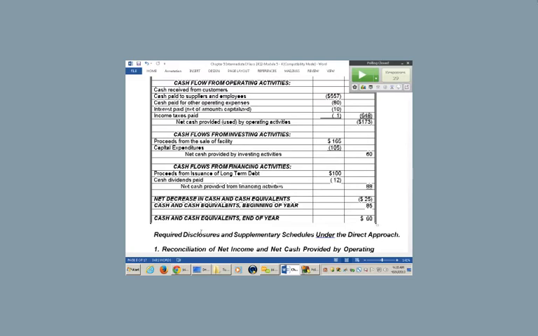Okay, make sure you try that, the self-assessment. I give you the solution. I will post that, but work through it. Make sure you know how to get to each one of these line items.